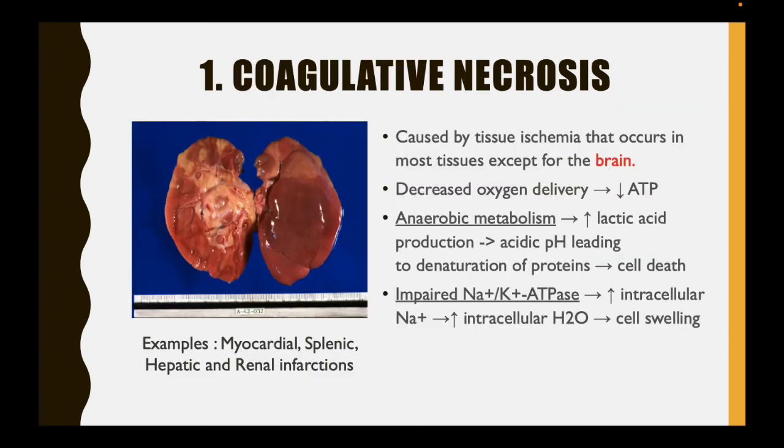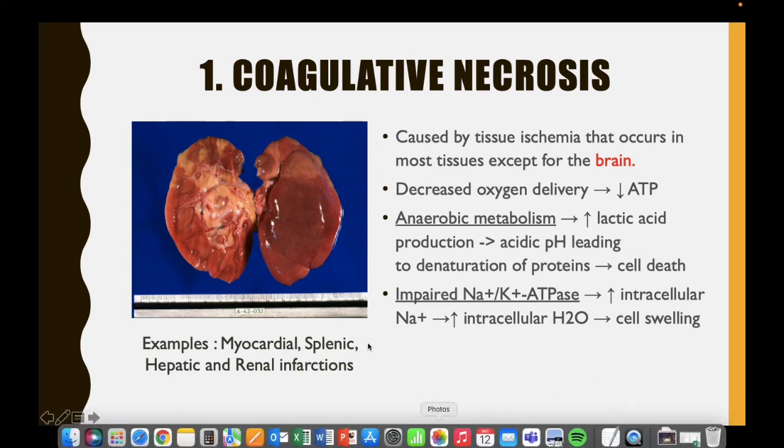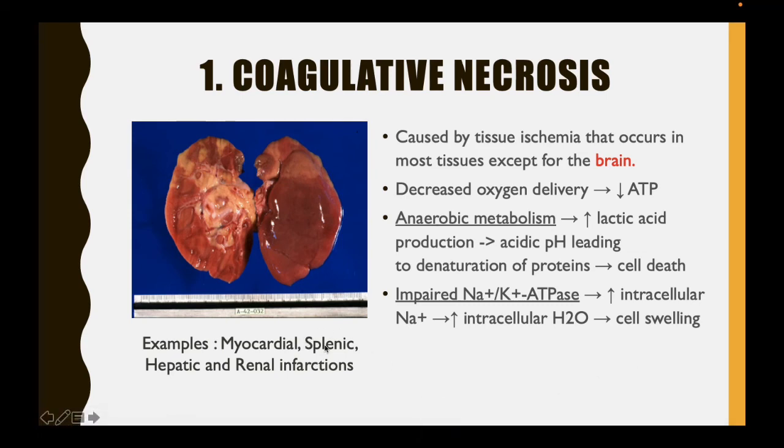So to begin, our first necrosis that we'll be talking about would be coagulative necrosis. Coagulative necrosis is a type of necrosis that is caused by ischemia to the tissues, and is present in most of the tissues except for the brain. Examples mentioned here would be your myocardium, and splenic, hepatic, and renal infarctions. Here you can see infarctions of the kidney. You can see the necrosis present here in the kidney.